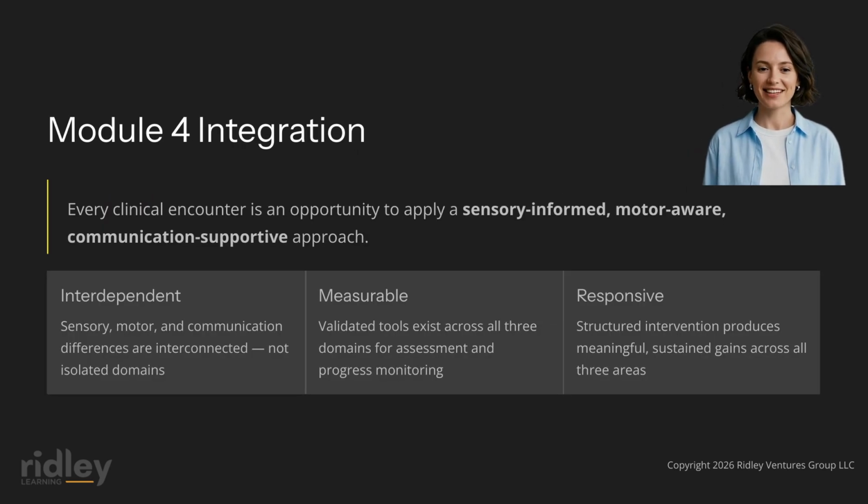Taken together with the sensory and motor evidence reviewed earlier in this module, the communication literature reinforces the overarching message of this course. Autistic differences in sensation, movement, and communication are interdependent, measurable, and responsive to structured intervention, but they require clinicians who see them and who design care around them rather than against them.